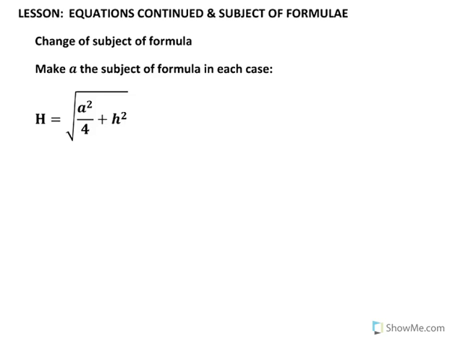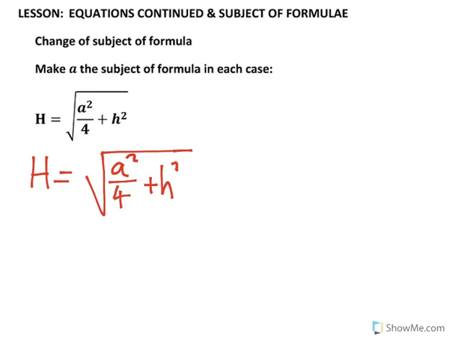Moving on to the next one, it says make a the subject of the formula in this case. If you look at this now, if you study it carefully, you see that a is inside a square root. If I rewrite it, it says h is equal to square root of a squared over 4 plus h squared. Now, you can see that they are inside a square root, and the first thing you need to do is to get rid of that square root. How do you get rid of the square root?